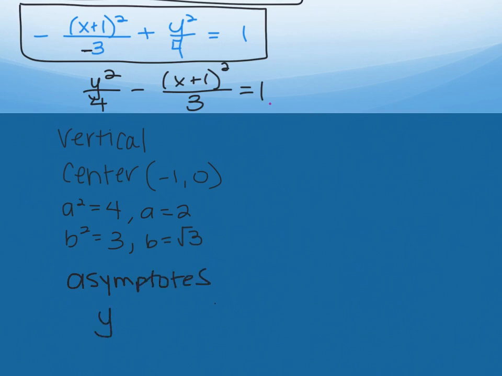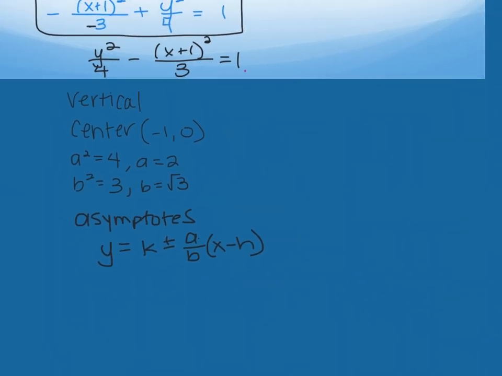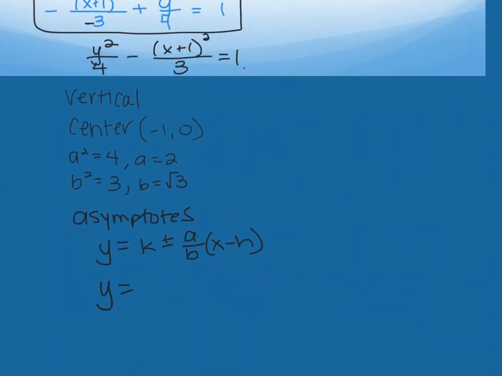It's vertical, so this is y equals k plus and minus a over b times x minus h. So vertical gets the a over b. So I get y equals, my k is 0, plus and minus, a is 2, b is root 3, x minus a negative 1 becomes plus 1. How do you know what k is? k is the y coordinate of your center.